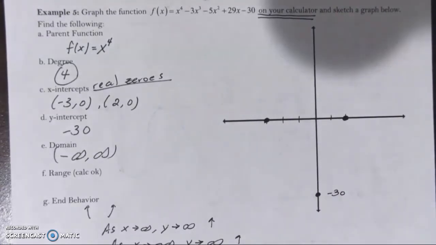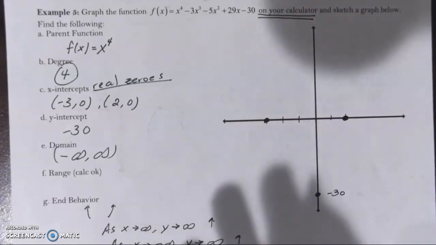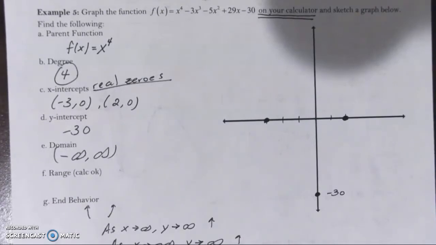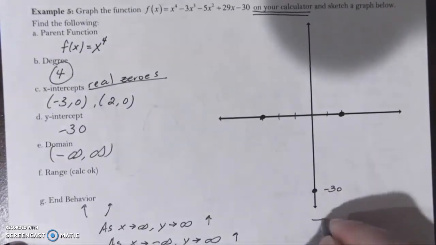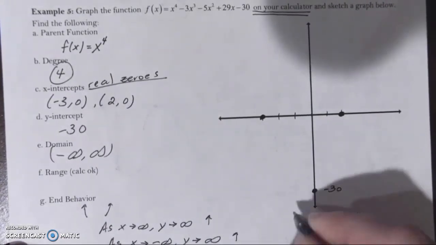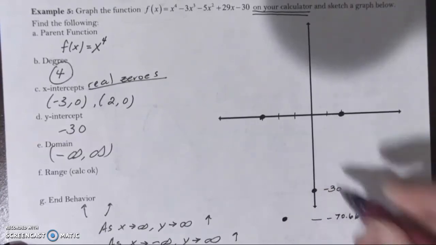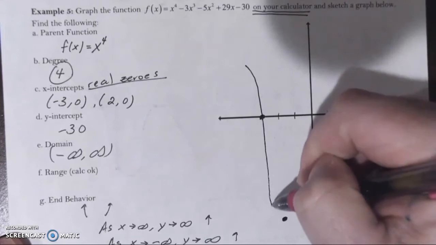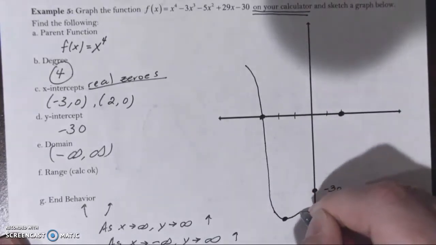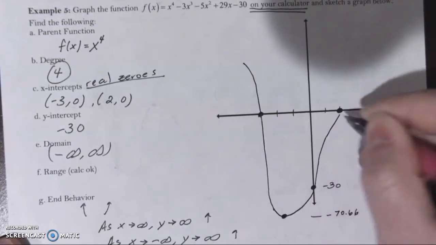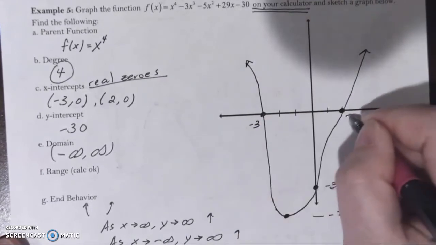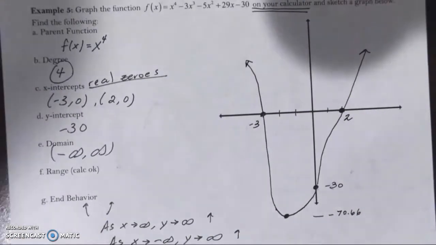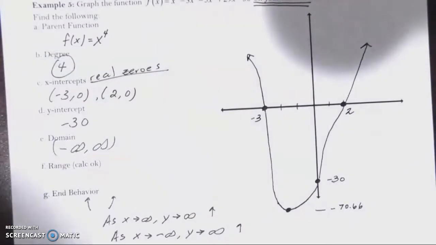So we should be able to get a decent sketch of this. Using your calculator, you should be able to find the vertex of this fourth degree polynomial. The y value is negative 70.66. So we come down here to negative 70.66. We just used our calculator. Then we're going to sketch the graph based on what the graph looks like. So we got negative 3, we got 2, we got negative 30, we got negative 70.66. Then we sketch the graph.